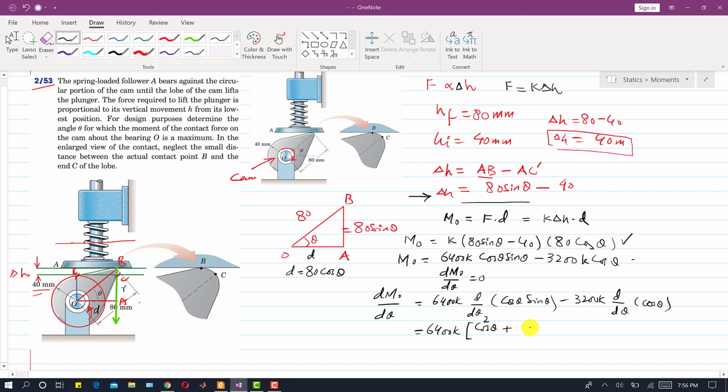And then plus sine of theta, and the derivative of cos of theta is minus sine, so I will make it square and put minus sine here. So this will be cos square theta minus sine square theta, and then here it will be minus 3200 K, and the derivative of cos of theta is minus sine theta, so this will become plus sine of theta. If I use this identity, cos square theta plus sine square theta is equal to 1, then cos square theta will be equal to 1 minus sine square theta.